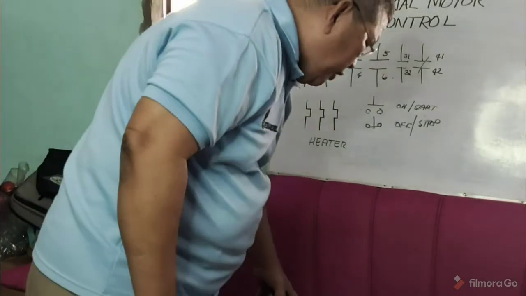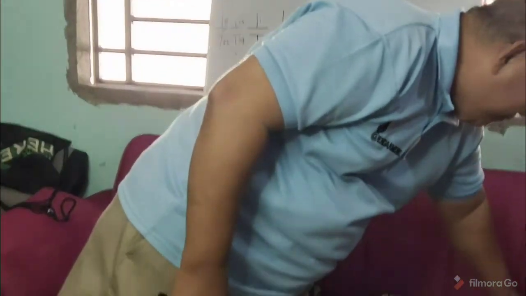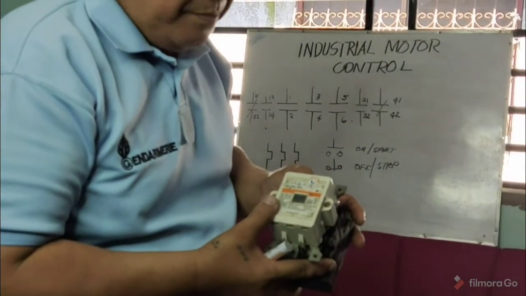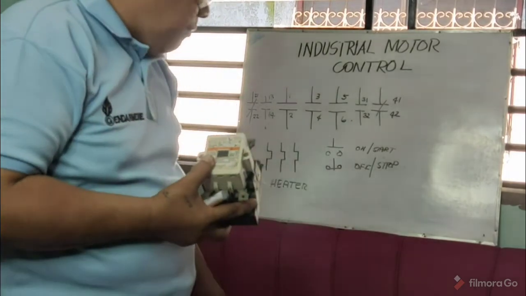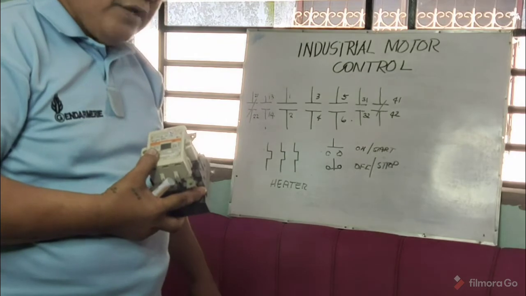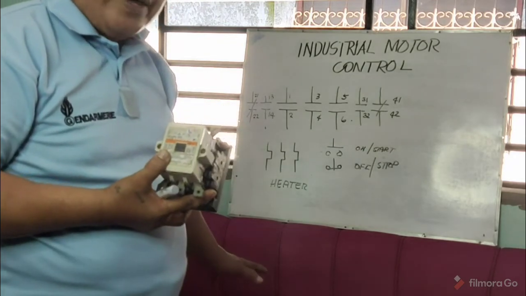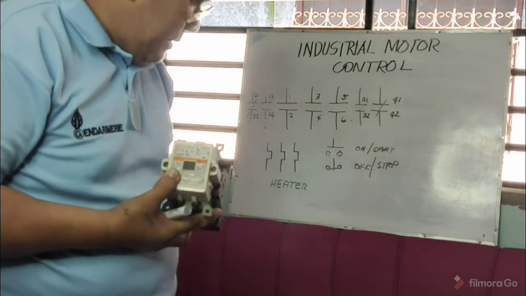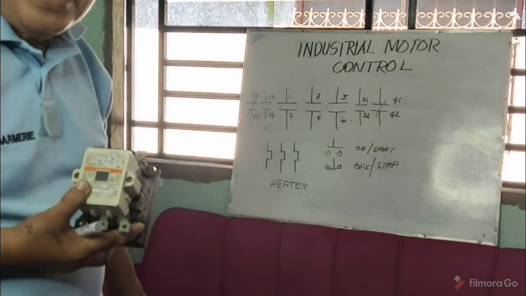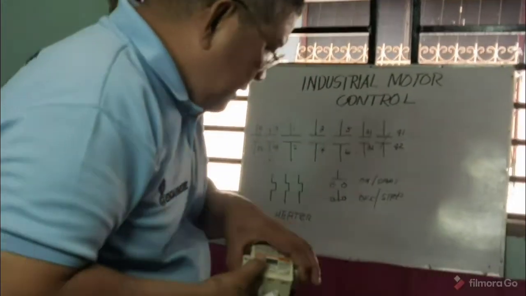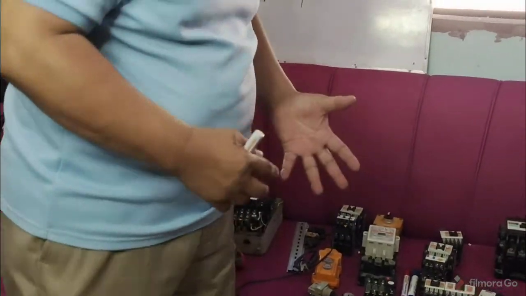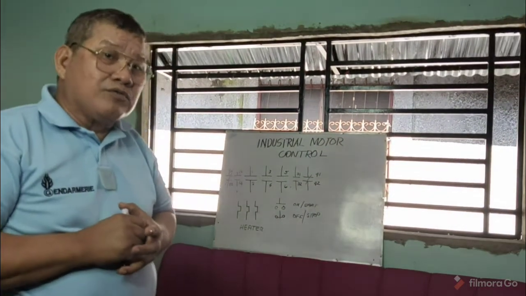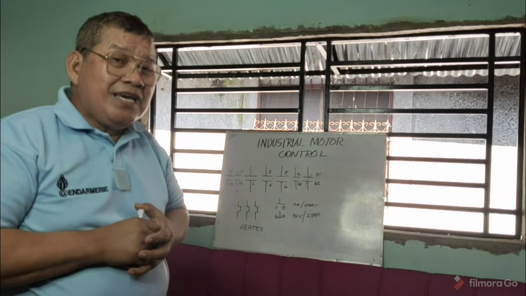Now I will also introduce you to a different brand. For instance, this one is another brand, but still made in Japan. If you have the same horsepower, you have another brand here and another brand here, the power is the same and the current is the same, but the price is different. So it depends on the brand. You have the US, you have the European, and of course we also have locally made magnetic contactors because we already have our own manufacturer.